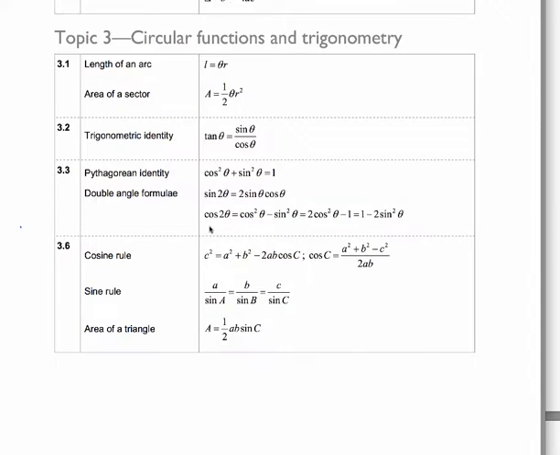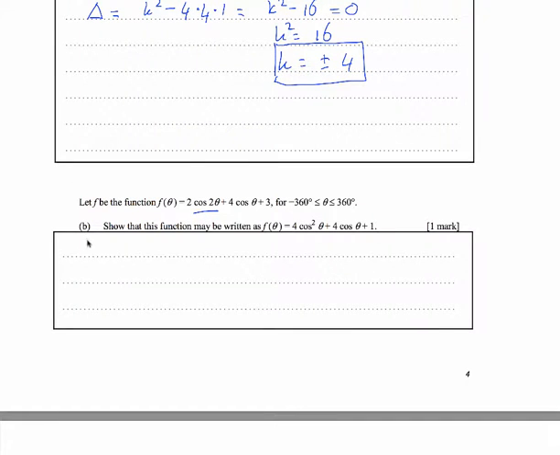Where's my formula booklet? Cos 2 theta, and I want cos squared theta only, so I'm going to use this one here: 2 cos squared minus 1. All right, good. So 2 into 2 cos squared theta minus 1, plus 4 cos theta plus 3. Take away the brackets. I got 4 cosine squared theta, 2 times minus 1 is minus 2 plus 3, so that leaves me 1. And of course, the 4 cos hasn't changed. So voila, done.